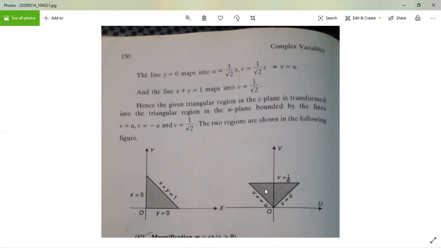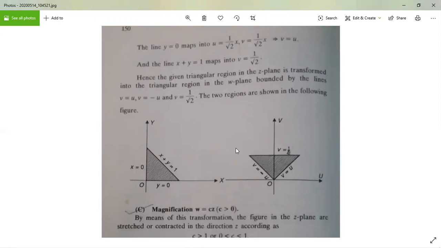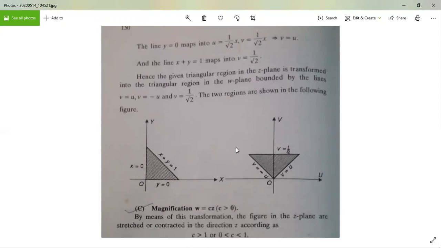The area of the figure will be equal, and also the shape of the figure will be the same, but it will rotate by an angle of 45 degrees, pi by 4, as we considered in the transformation. In the next class, I will cover magnification, w equals cz, where c is greater than 0.